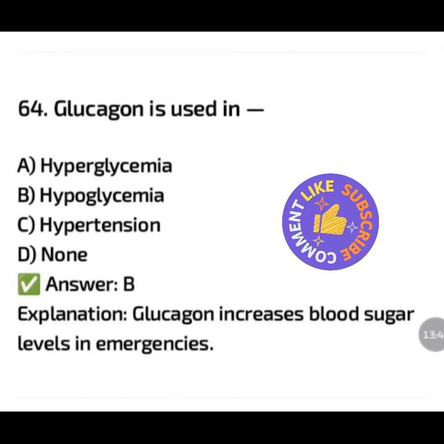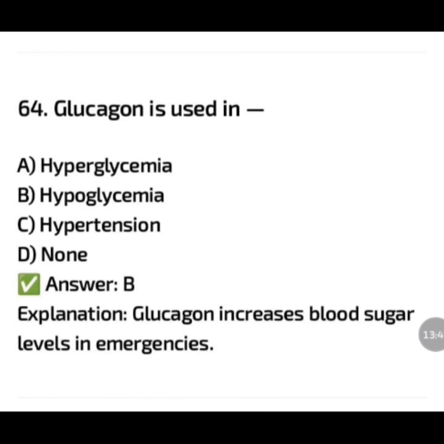Glucagon is used in: hyperglycemia, hypoglycemia, hypertension, or none? The correct answer is option B, hypoglycemia. Glucagon increases blood sugar level in emergencies.